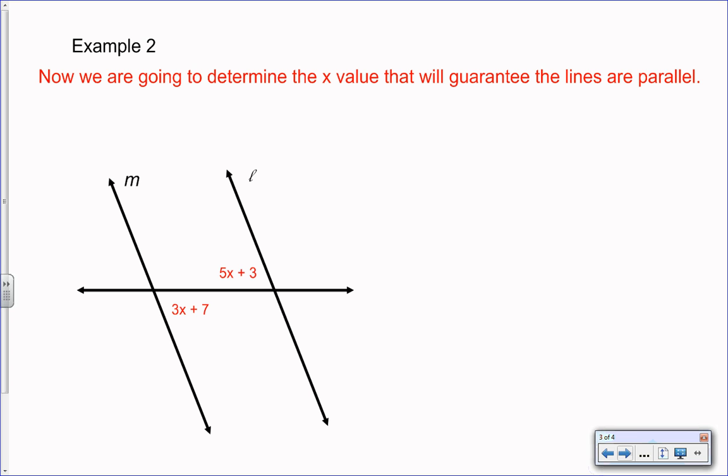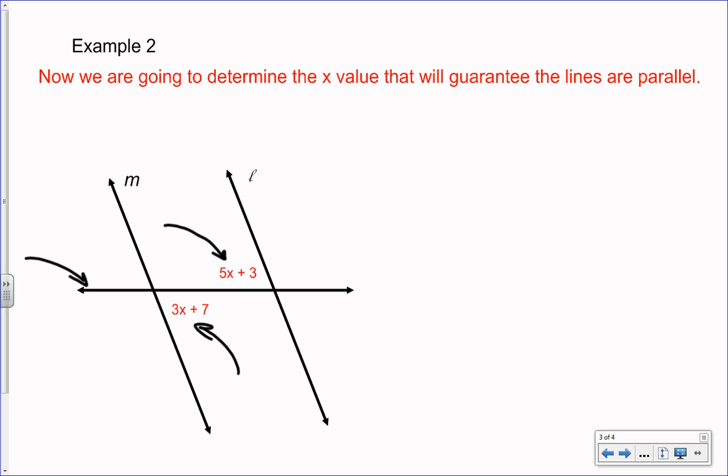So now let's go to this one. Now we are going to determine the x value that will guarantee the lines are parallel. So I don't know they're parallel. So I want to find whatever x value that I can put in here that'll make it happen. So once again, if we look at these, are these still alternate interior angles? They are, because is this still a transversal? Because it is still hitting two or more lines, right?